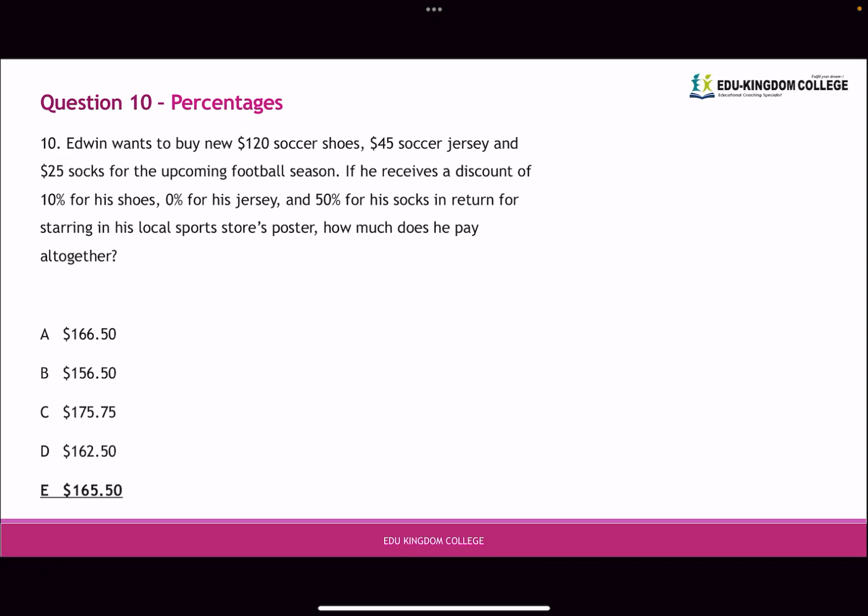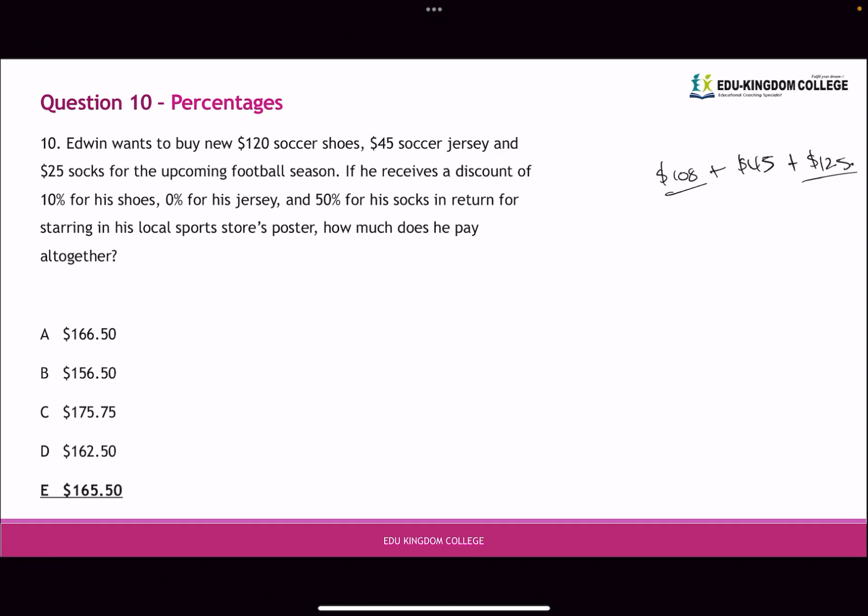Now, Edwin wants to buy new $120 soccer shoes, a $45 soccer jersey, and $25 socks for the upcoming season. He receives a discount of 10% for his shoes, so that's $12 off, so the shoes are now $108. 0% for his jersey, so his jersey is still $45, and then 50% off for his socks, so that's $12.50. Now how much did he pay altogether?